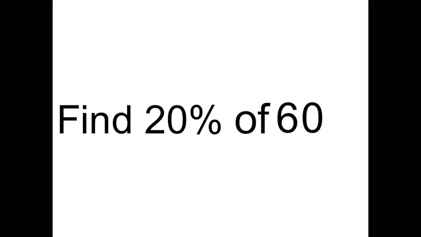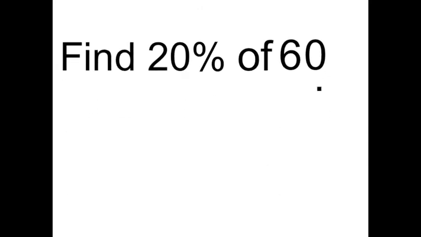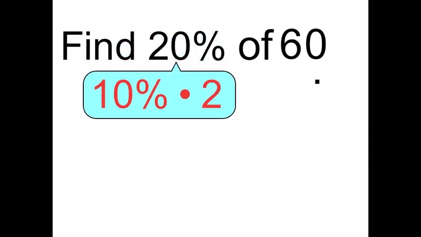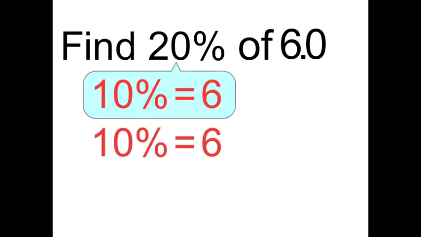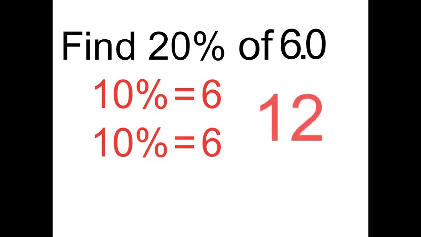20% of 60. Now if I know how to compute 10%, it's just a matter of doubling the 10% to find out what 20% is. 10% of 60 is 6. If I double 6, it's 12. I could also accomplish this same step by multiplying 60 times 0.2, whichever is easier for you.